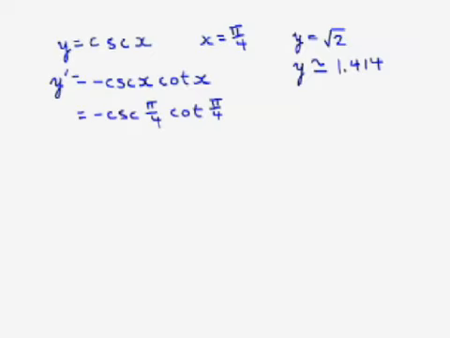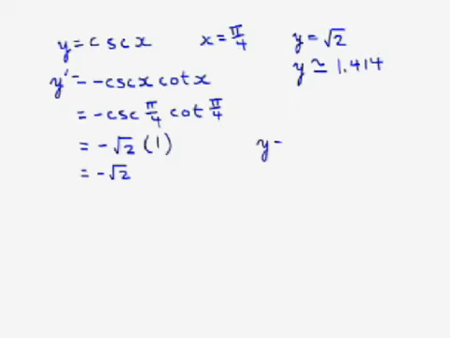So the cosecant of pi over 4, we learned earlier, was just the square root of 2. The cotangent of pi over 4 would be the reciprocal of the tangent of pi over 4. And from pre-cal you should know that the tangent of pi over 4 is 1. So the cotangent would also be 1. When we multiply that all out, we learn that the slope of the tangent line at x equals pi over 4 is equal to negative root 2 over 2.